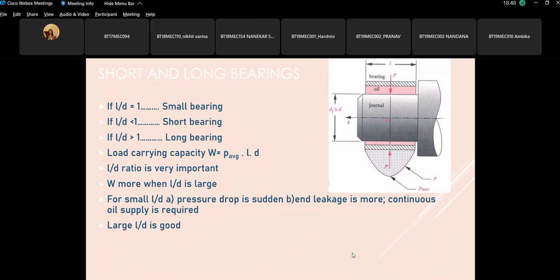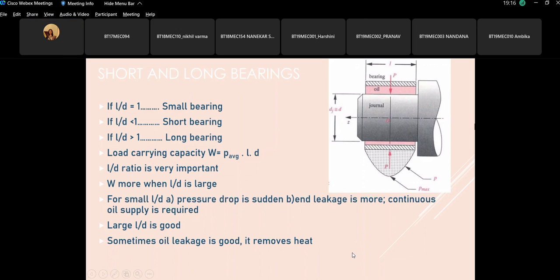Okay, so we are going to discuss the mechanism of oil flow, and this is important. This is a little complicated, so try to be attentive, focus on whatever we are discussing, and ask questions as and when required. So we are discussing this journal bearing, which uses a lubricant between a journal and a bearing.